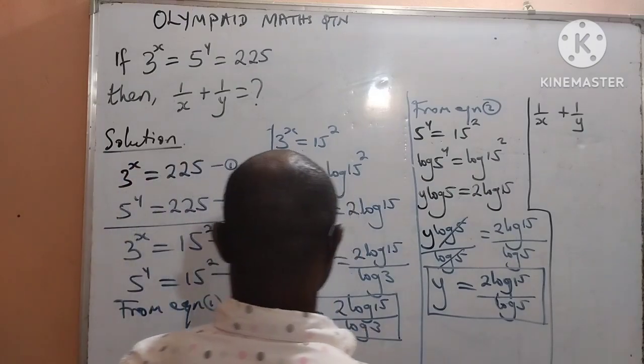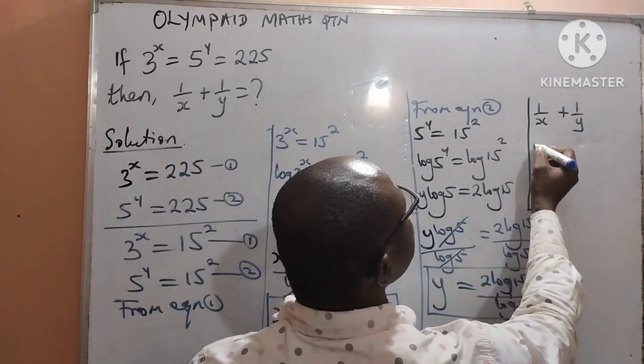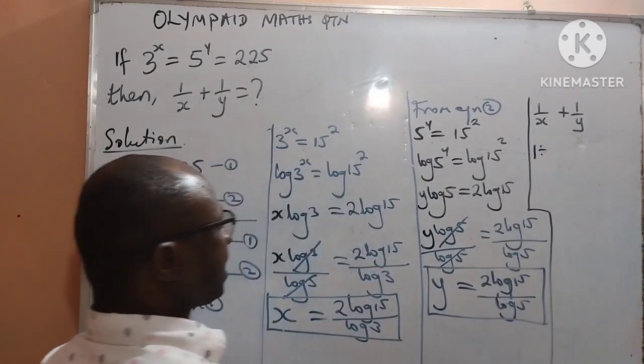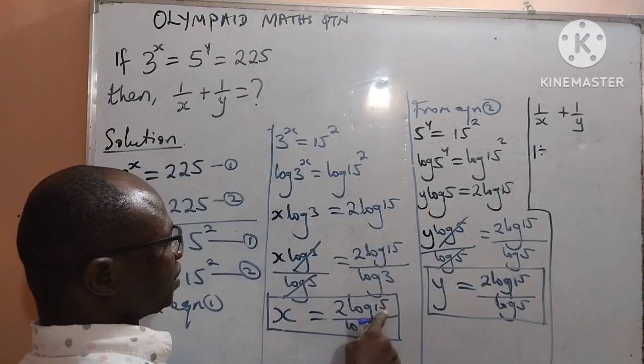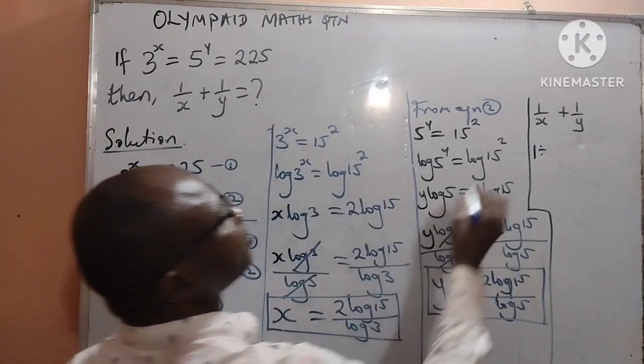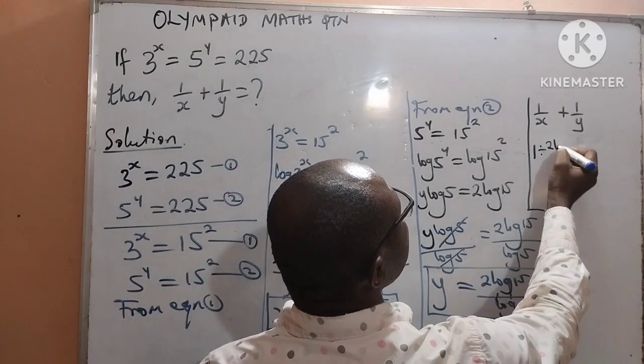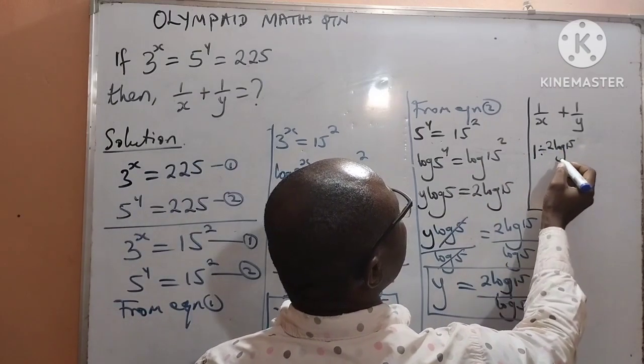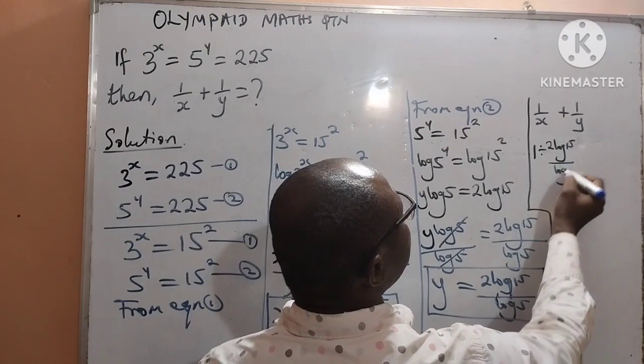Meaning, I can put it this way, 1 divided by x, and my x is 2 log 15 all over log 3. So I can write it as 1 over 2 log 15 all over log 3.